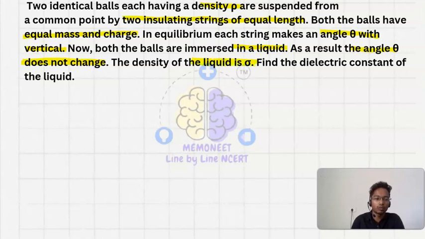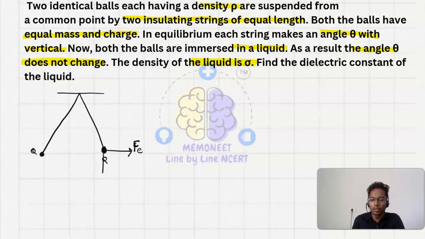So what it wants to tell is that it is suspended from the common point. Let's say this one is the common point. And the mass here, let's say it is having the charge q. The electric field will be in this direction, and the force will be in this direction, that is Fe. And the gravitational force, that is mg, will be in this direction, and it is at angle theta.